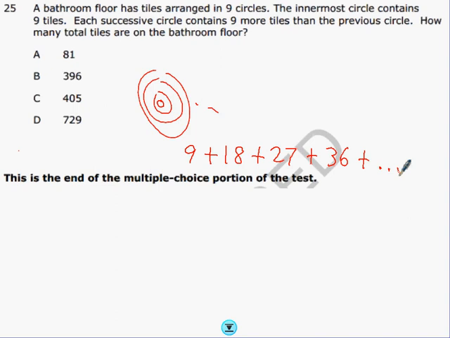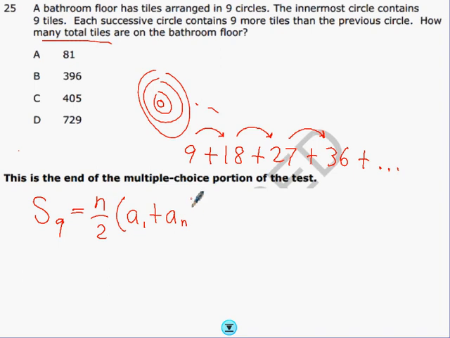Okay, so this is, I hope you see, an arithmetic sequence. I add the same number. I add 9 every time. So it's an arithmetic sequence. I don't know how many total tiles. That's the sum. It's a sum of how many numbers? Well, it's 9 circles, so that's going to be 9 numbers. And the formula is n over 2 times a sub 1 plus a sub n. Oh, well, n is 9. I need to go back and replace the n's with 9s because we're talking about 9 circles.